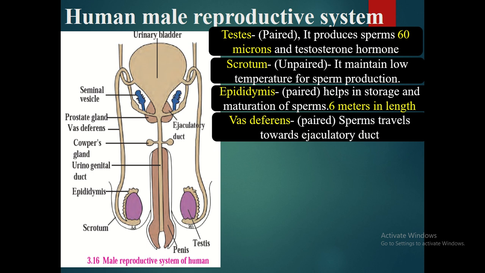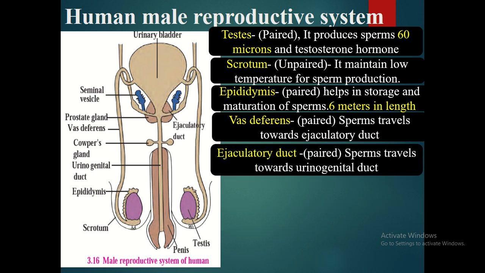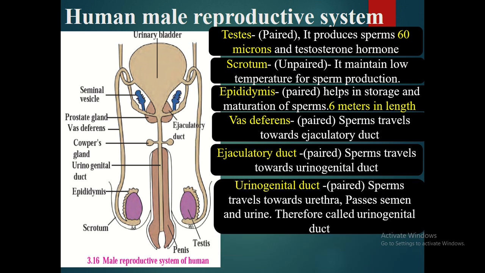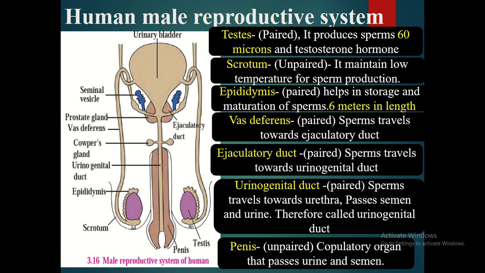Vas deferens, paired. The sperm travel towards ejaculatory duct. Ejaculatory duct, it is also paired. It helps in the traveling of sperm towards the urinogenital duct. Urinogenital duct, it is unpaired. The sperm travels towards urethra. It also passes the semen and urine. Therefore, it is called urinogenital duct. The penis, it is unpaired. It is copulatory organ that passes urine and semen. So here the parts and the functions are given.